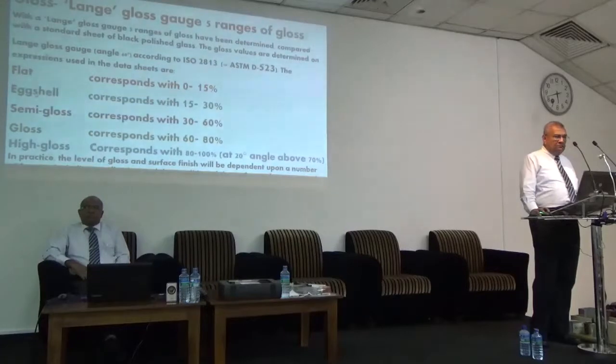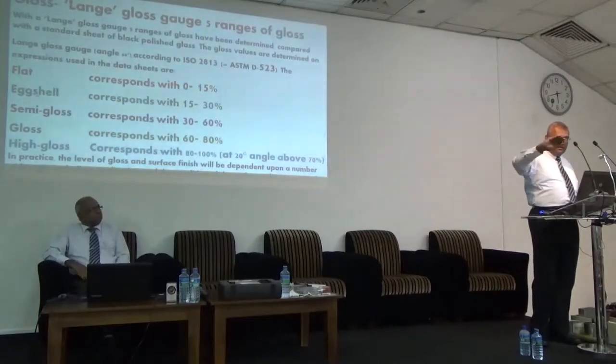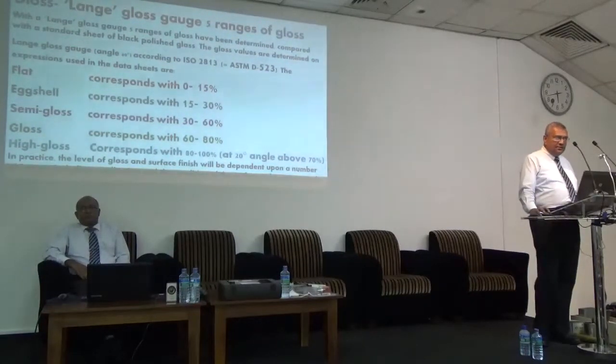But the eggshell, for these MIO paints, eggshell is like when you touch an egg there's a roughness. So that is eggshell. Actually eggshell is not a visible thing, it's a touching thing. There's some problem with this gloss gauge also because you can't see the egg. When you touch the egg only, you can feel the roughness. So the next ones are semi-gloss, gloss and high gloss.